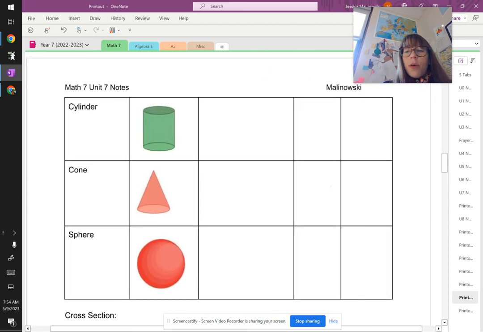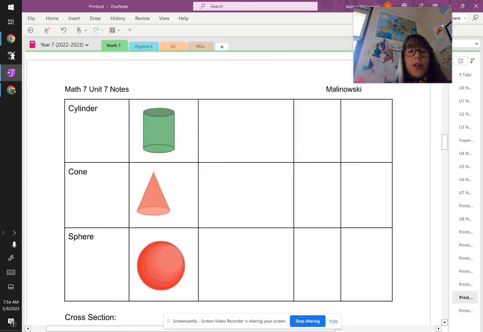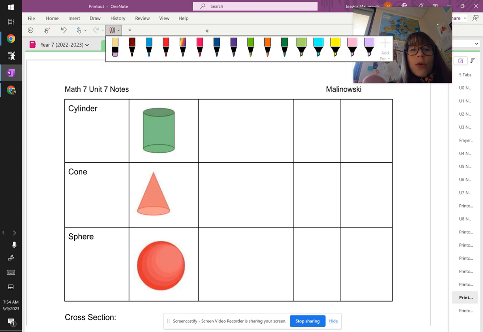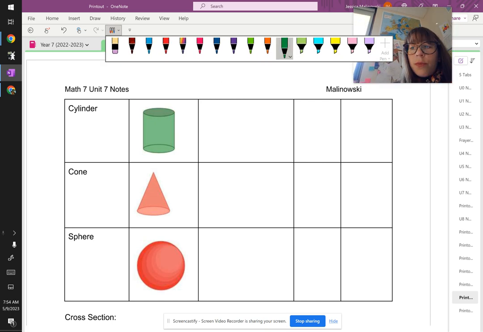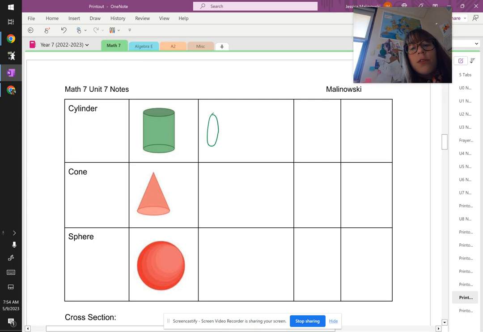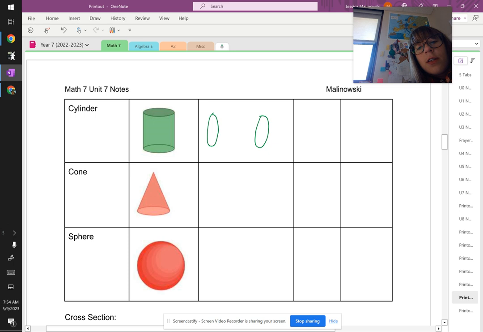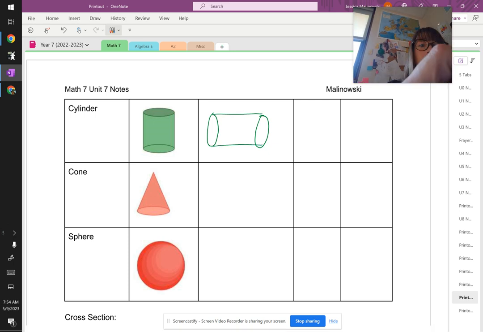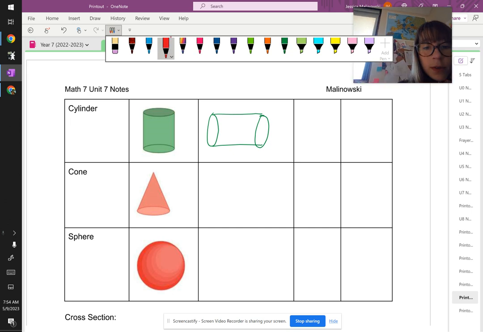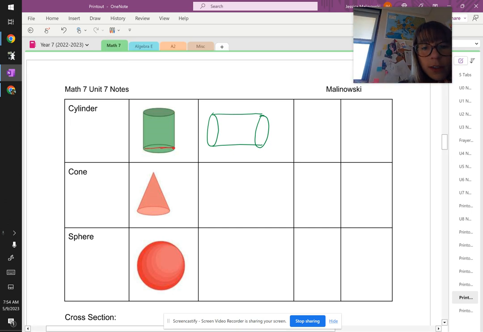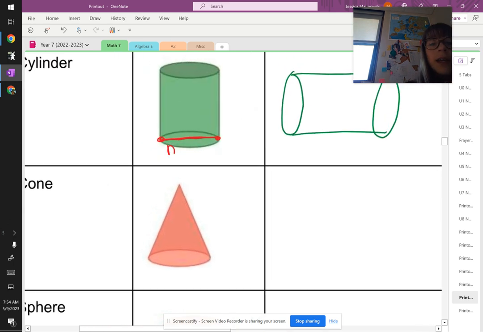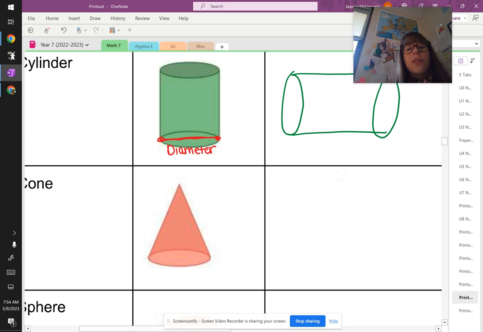Okay, so moving on to the cylinder. Looking at a cylinder, it's really important to recognize that you might potentially see the cylinder rotated on its side, like this. Same kind of thing. If I draw this, looking at this red line here, it's important to be able to recognize that that red line, going back from unit 7, is the diameter of that circle.